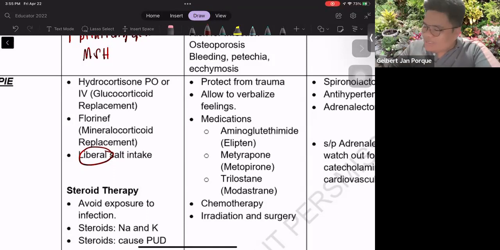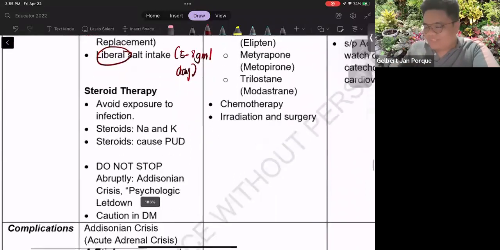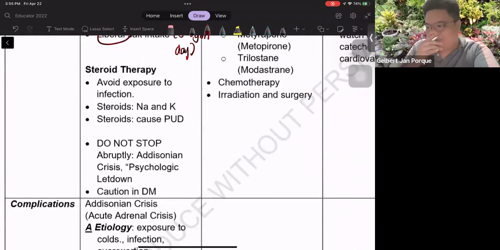This is usually, class, 5 to 8 grams per day. Now, base bala magambal, kamuti sir madugang 5 grams of salt? No ha? You need to consider that some of the food products that your patient is eating could already contain salt. Okay? Now, during steroid therapy, anong side effects ng steroids?